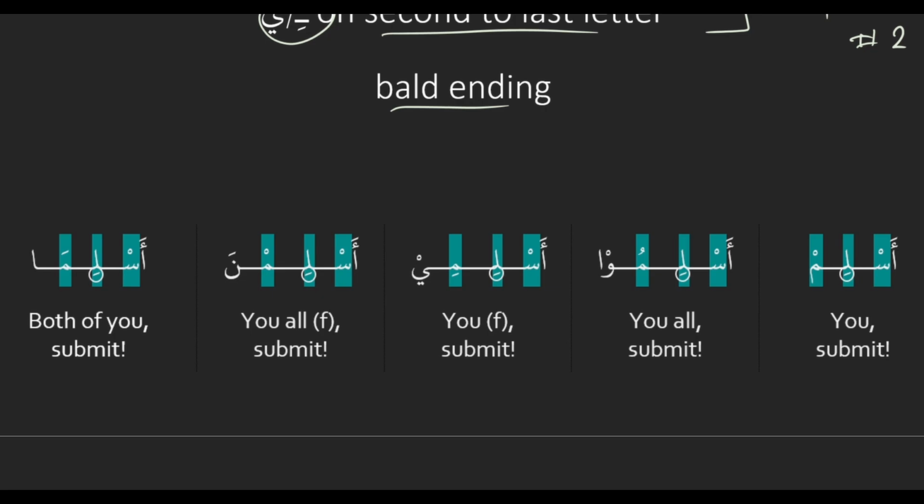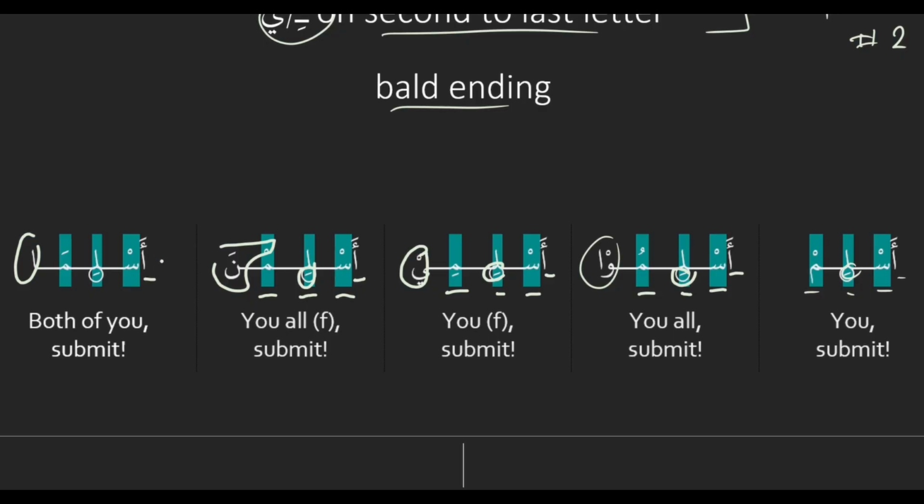So let's look at some examples. Aslim: we have an alif with a hamza on it, and then 3 letters, and then an e sound on the second to last letter. Same with aslimu, if you hide the indicator, it starts with a hamza, then 3 letters, and then an e sound on the second to last letter. Aslimi, aslimna, and aslima all follow the same structure: a hamza, 3 letters, and an e sound on the second to last letter.